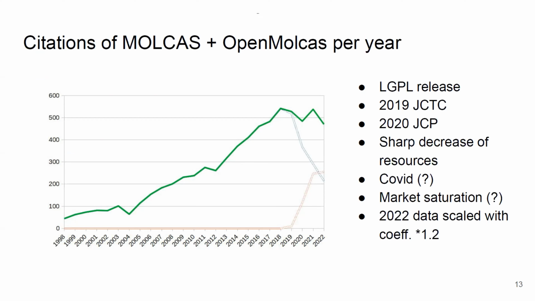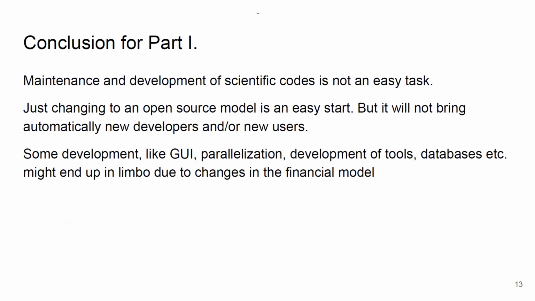It didn't go up. Of course, there are some possible explanations for that. There was a sharp decrease of resources, so we are not able to do promotion for both Molcas and OpenMolcas. It can be COVID, it can be the market situation. This is a little bit alarming. It means that the number of users increased dramatically, but the number of users who use this seriously, publishing papers and citing the codes, has not increased.